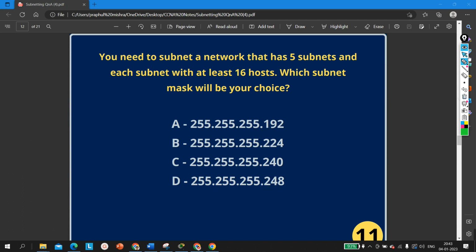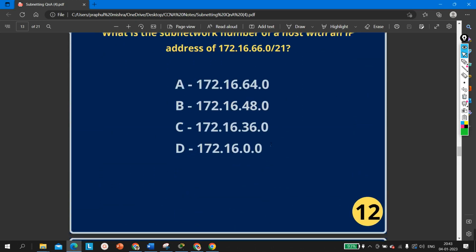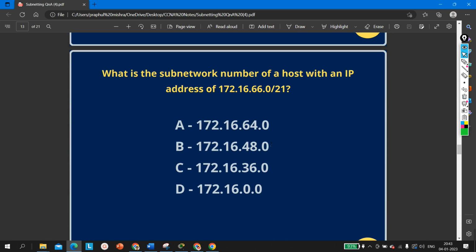Okay, let me show you the next question. And now I hope you all will give the right answer. Now, the question is very simple. What is the subnetwork number of a host with an IP address 172.16.16.256.0/21? So what do you need to find here? Subnet number, subnetwork number.